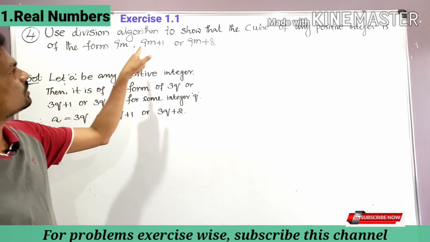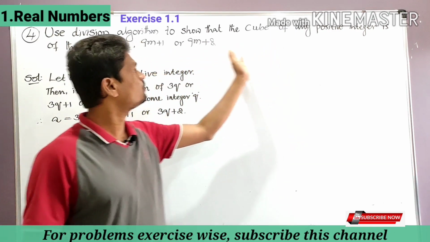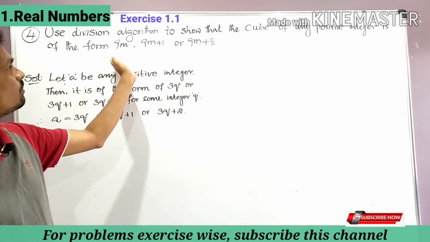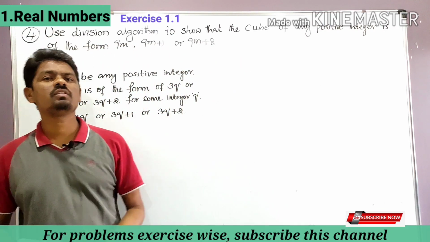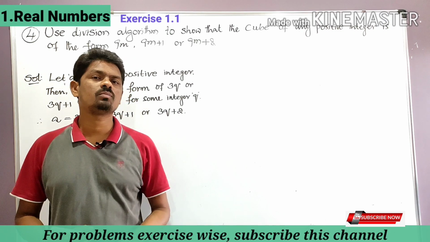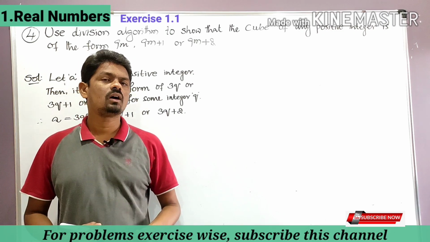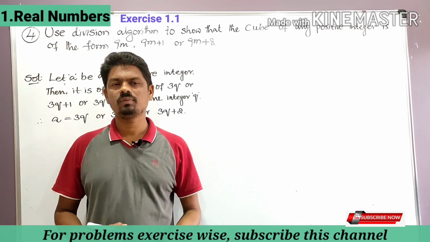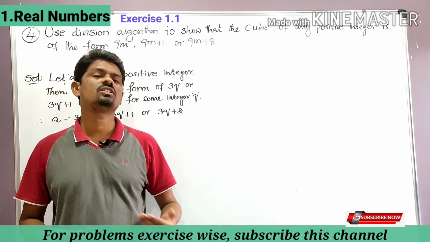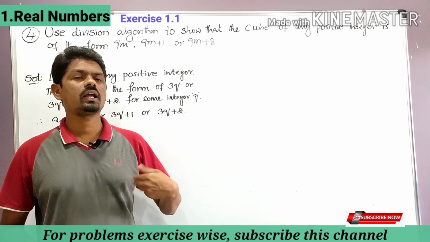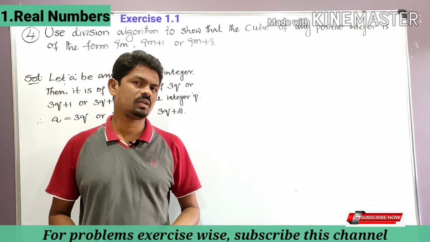See here what he is asking. Use the division algorithm to show that the cube of any positive integer is of the form 9m or 9m plus 1 or 9m plus 8. So in the previous problem we have proved the square of any positive integer is of the form 3p or 3p plus 1. This is the fourth one. He is asking to show the cube of any positive integer is of the form 9m or 9m plus 1 or 9m plus 8.